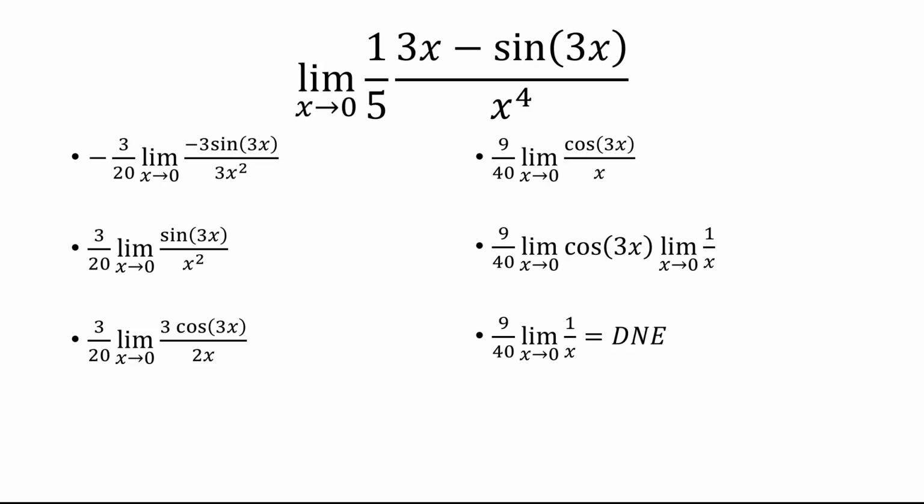But notice 1 over x looks something like this. So as x approaches 0 from the right, clearly that goes to positive infinity. And as x approaches 0 from the left, it's equal to negative infinity. So because the two limits are not the same, we say that the limit does not exist.